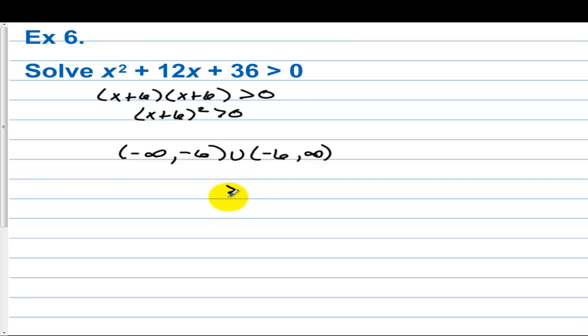Now if it said greater than or equal to 0, that negative 6 would be okay, and the answer would be then negative infinity to infinity.